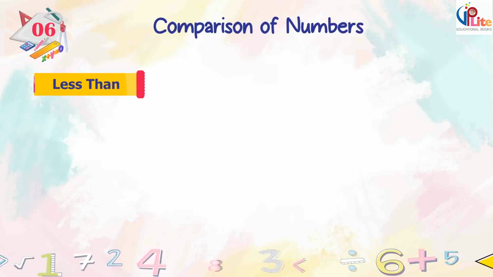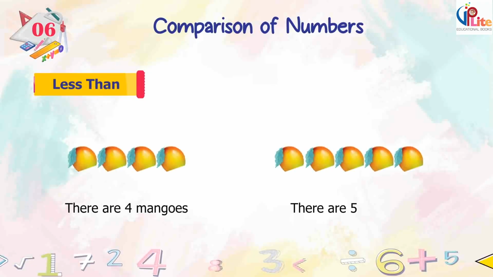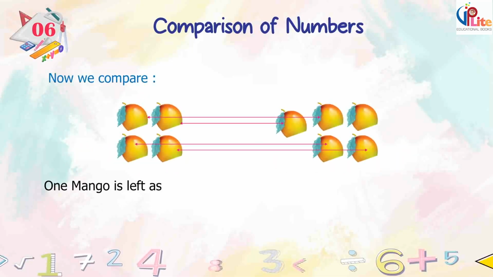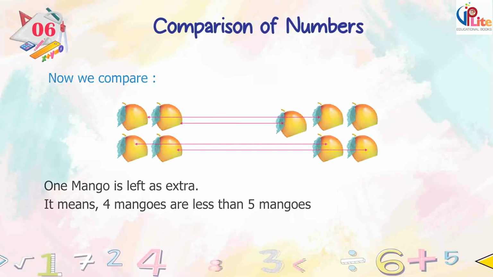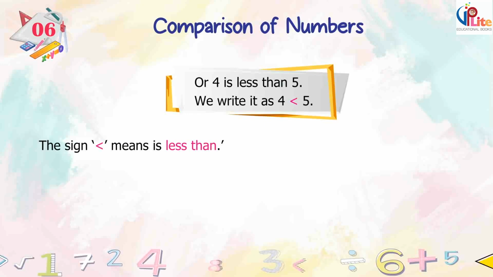Less than. There are 4 mangoes. There are 5 mangoes. Now we compare. 1 mango is left as extra. It means 4 mangoes are less than 5 mangoes. Or 4 is less than 5. We write it as 4 < 5. The sign means is less than.